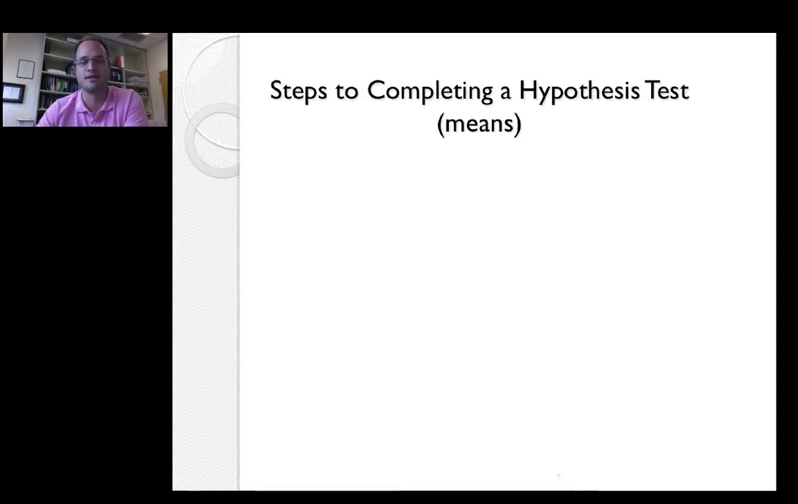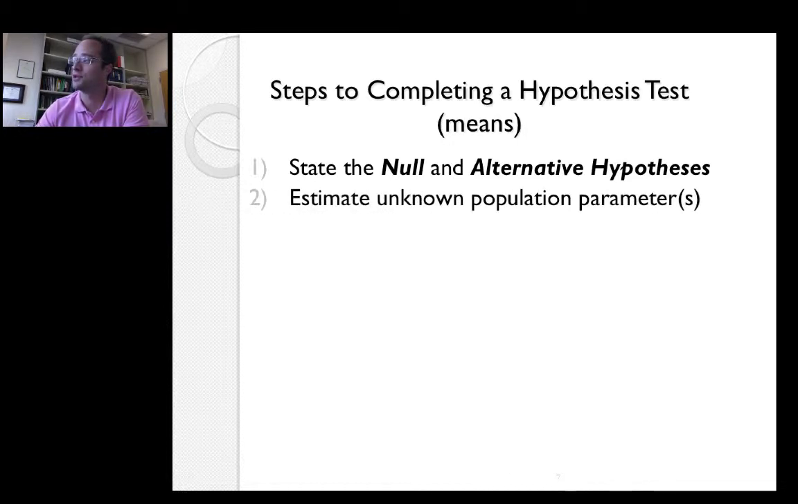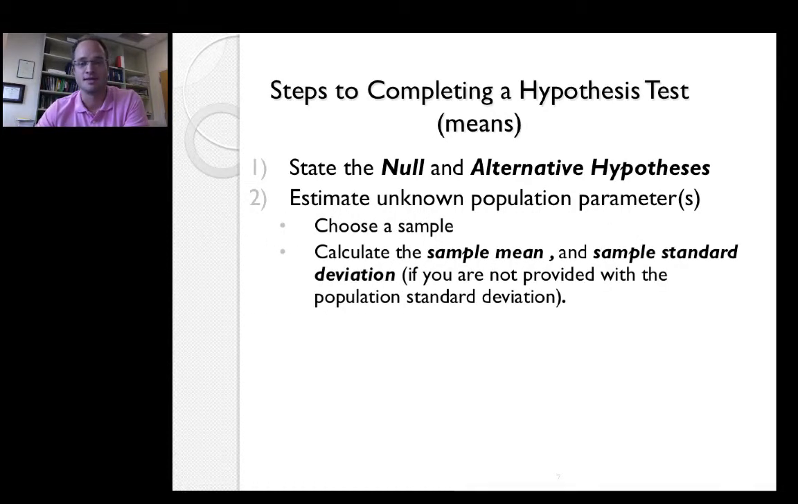So let's put the steps together to completing a hypothesis test of a single mean. We're going to state the null and alternative hypothesis. We are going to estimate the things that we don't know, which will certainly be calculating X bar, the sample mean, and it also could be calculating the sample standard deviation in the most realistic cases, where you don't have a value for the population standard deviation. You'd also have to estimate that with S, the sample standard deviation.